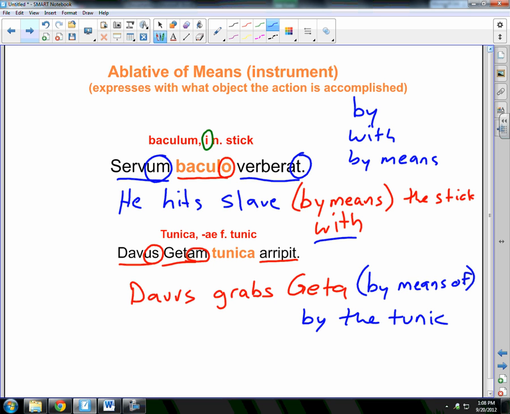Now what's the difference between the ablative of means and the ablative of time? Well, baculo is not a time word, neither is tunica. Those are actual objects. Because they're objects, we're going to use those as ablative of means.